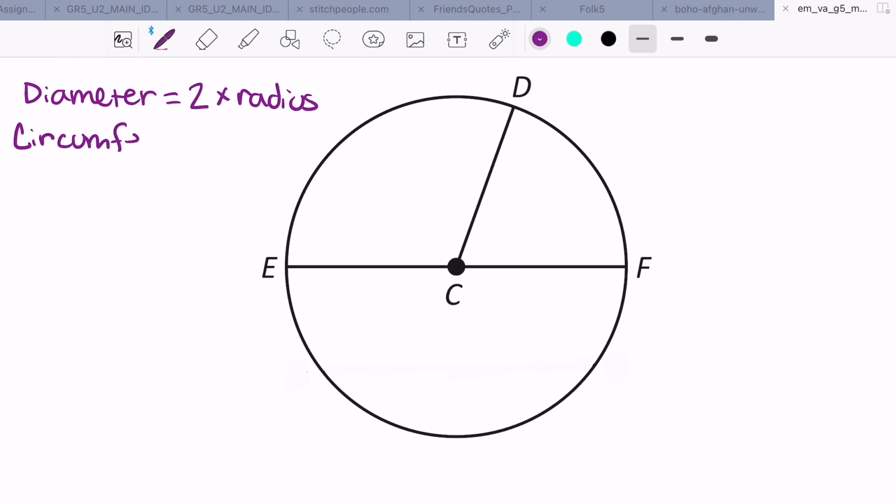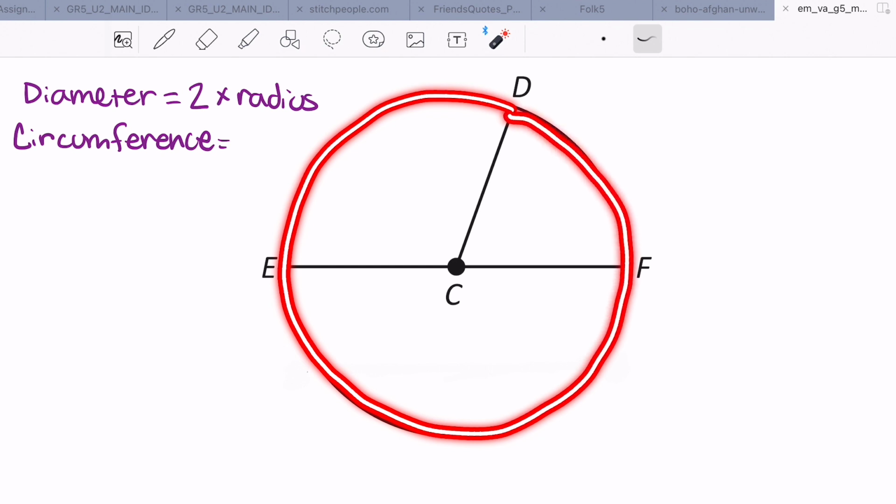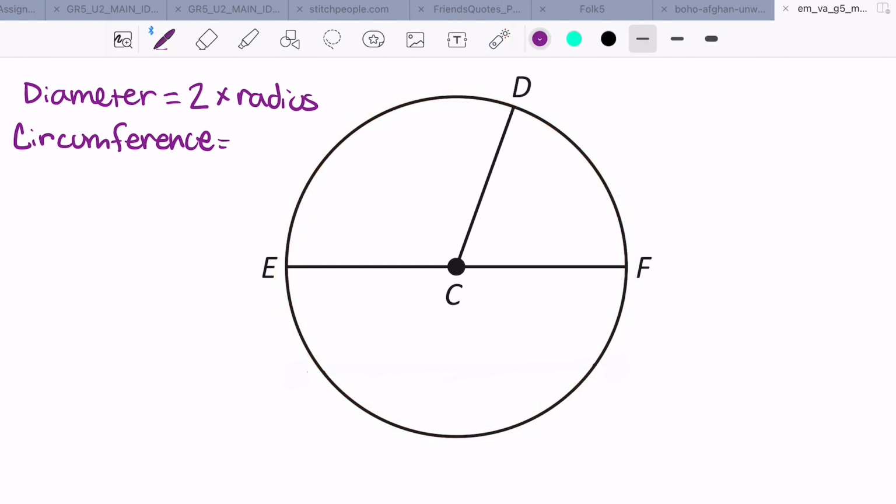The circumference of the circle, we can recall that the circumference is going to be all the way around the circle, and it takes about 3 diameters to create the circumference. Or it takes about 6 radiuses to complete the circumference.